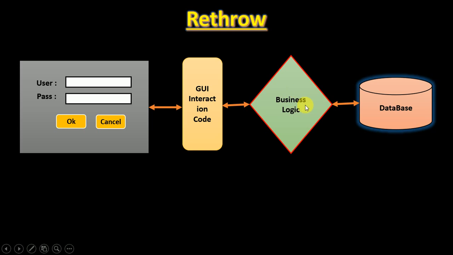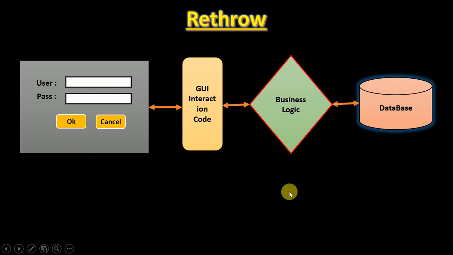Okay, so now the database connection was lost, and that exception came. That exception you have to give to the GUI interaction code. The same exception has to be given to the GUI to display it, right? So now the exception occurred in the lower layer. From the lower layer, the same exception is transferred to the middle layer, and to the higher layer it will be transferred.